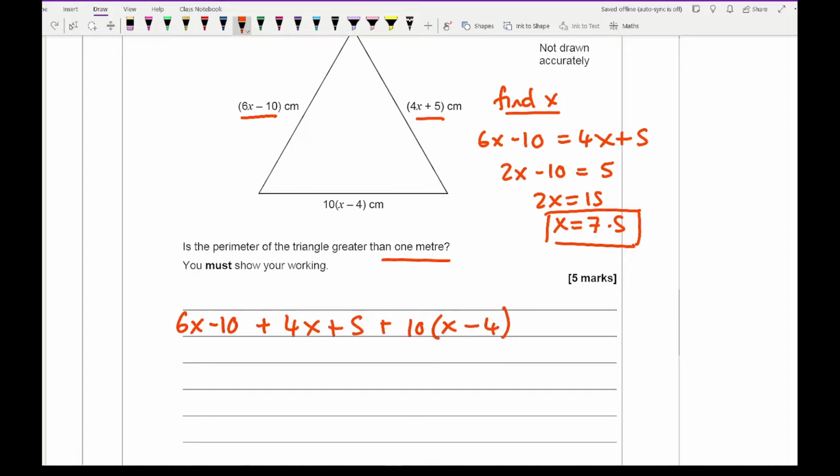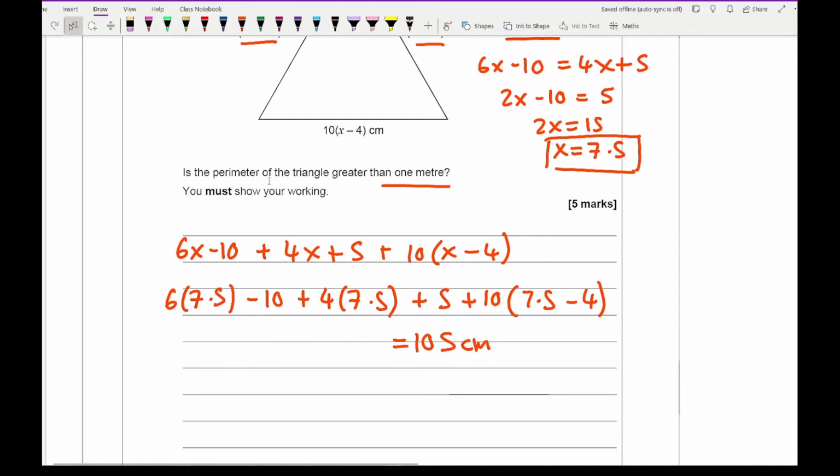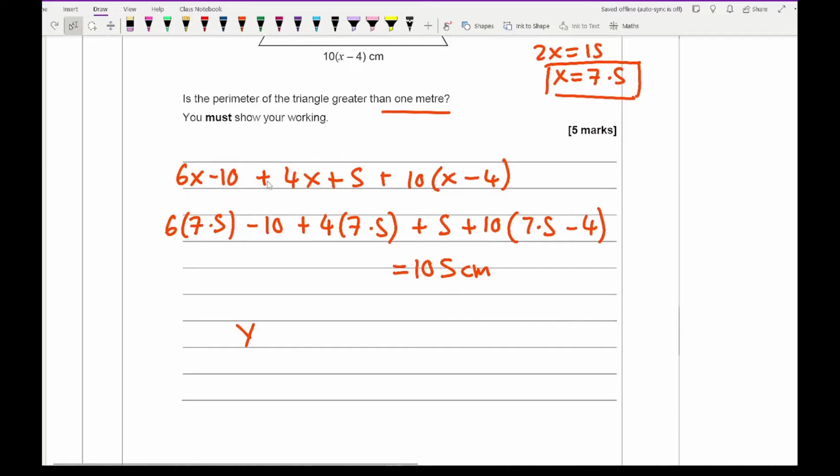And so if I substitute x equals 7.5, it's going to be 7.5 minus 10 plus 4 lots of 7.5 plus 5 plus 10 times 7.5 minus 4. Now if I work that all out, I should end up with an answer of 105 centimeters. So is the perimeter of the triangle greater than 1 meter? Yes, it is by 5 centimeters.